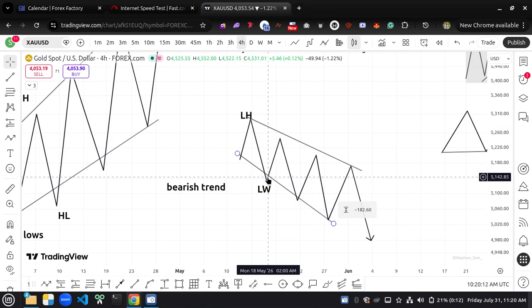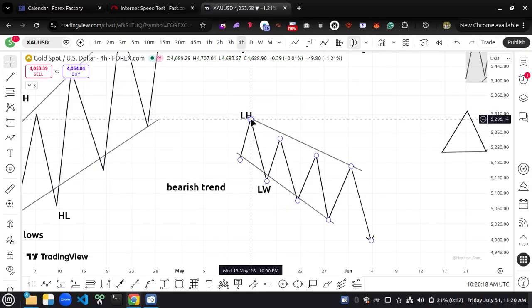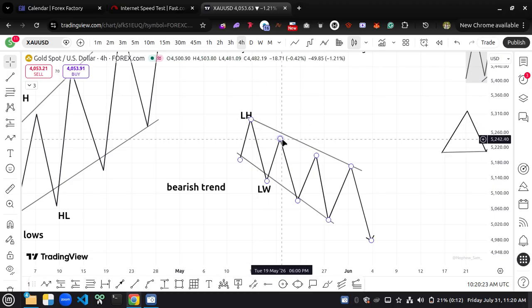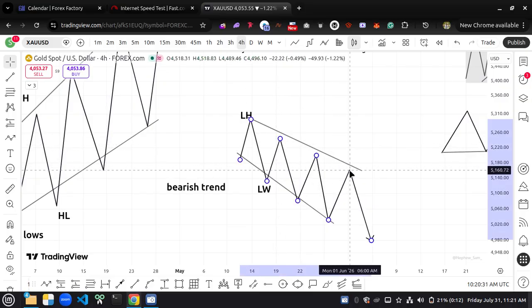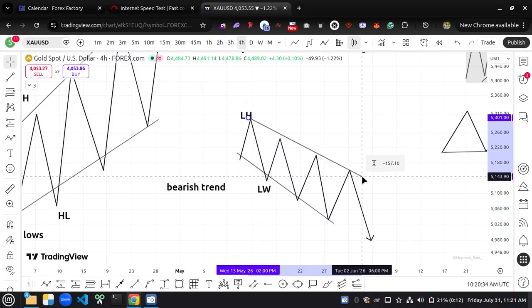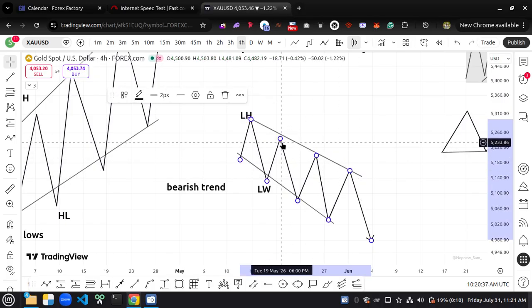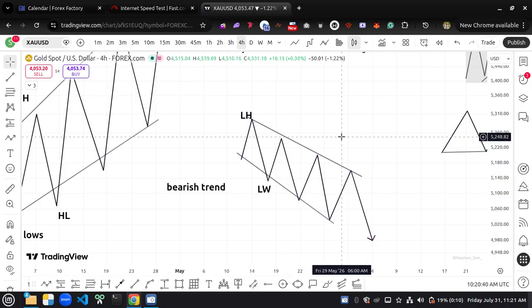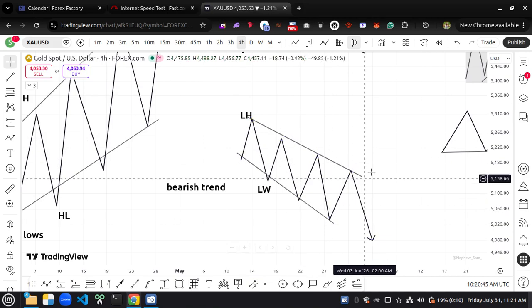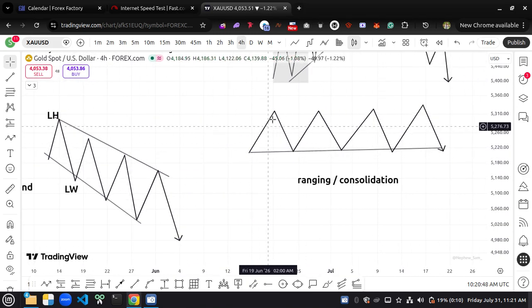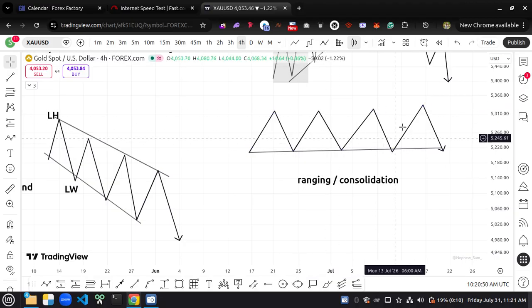Now, for us to confirm that it's a bearish trend, the next lower high must not break the previous lower high. Can you see? This is the next lower high, and it doesn't break or overshoot the previous lower high. That's how we identify that we are in a bearish price movement. This is another lower low. Whereas for the ranging market, we just have highs and lows, highs and lows.